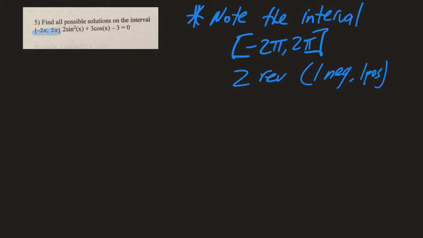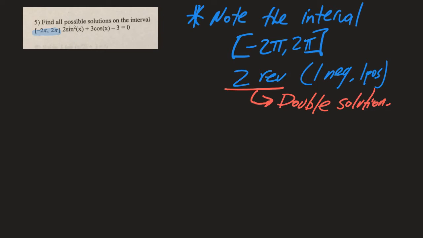So how many solutions do you think we're going to have? What happened when we were going more times around the circle? On the previous problem, when we had that 3t, we ended up with 3 times the number of solutions. Well, these two revolutions are going to give me double the number of solutions here as well. So let's go ahead and solve this out.